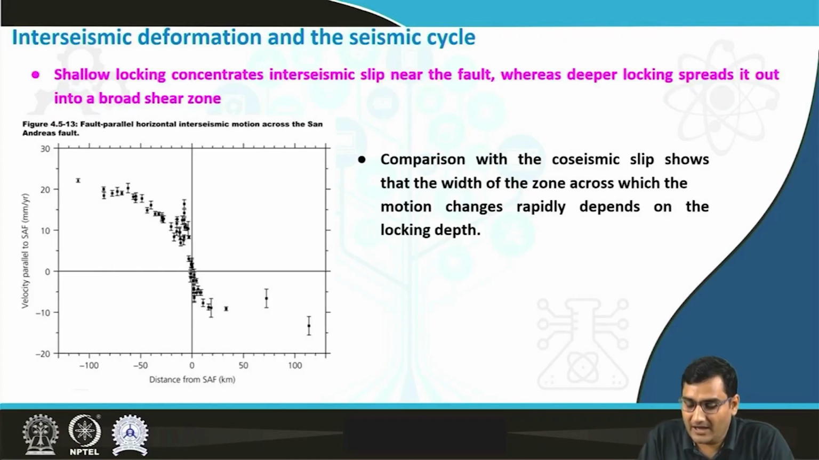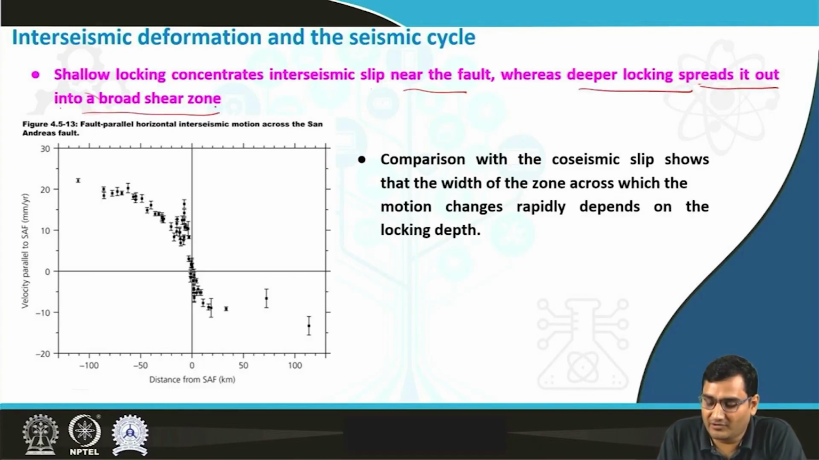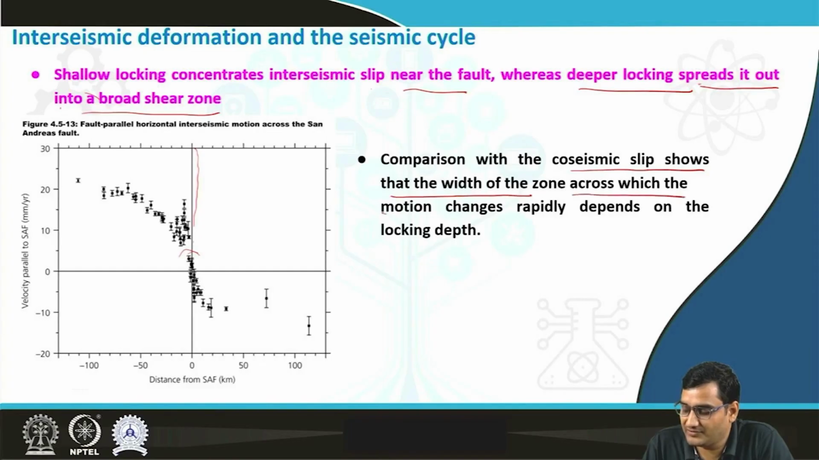Now we will see how the locking can affect the broader shear zone. If there is a shallow locking, that may result in concentrating the interseismic slip near the fault, whereas deeper locking spreads out into a broader zone. So you can see this is the fault plane here, and you can see the shallower locking is concentrating the interseismic slip near the fault here, and the comparison with the coseismic slip shows that the width of the zone across which the motion changes rapidly depends on the locking depth.